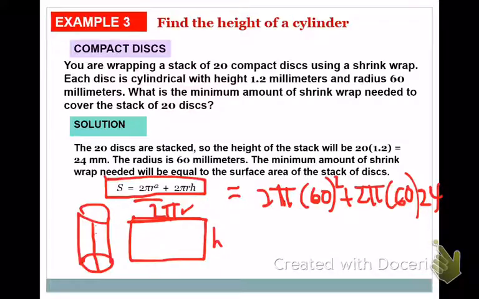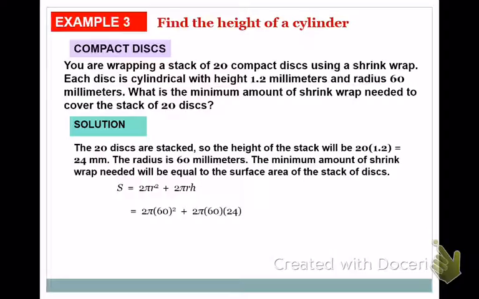Okay, so the answer should have been, plug in and calculate, 31,667 millimeters squared.